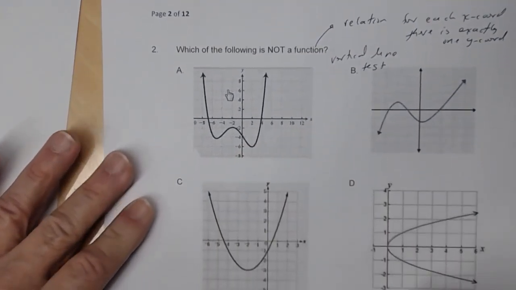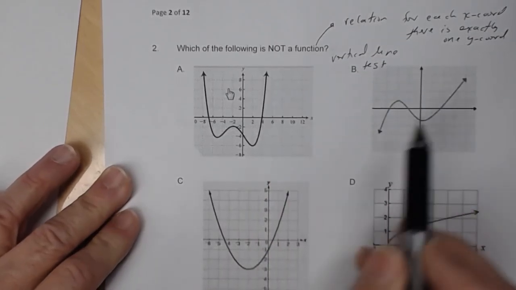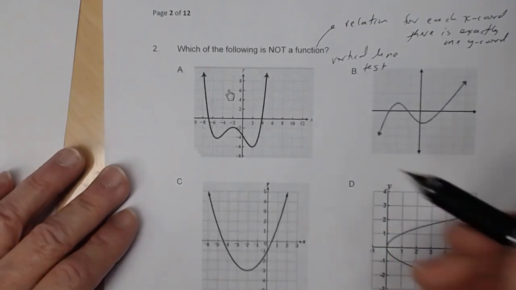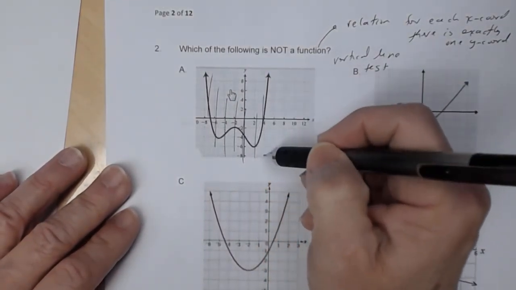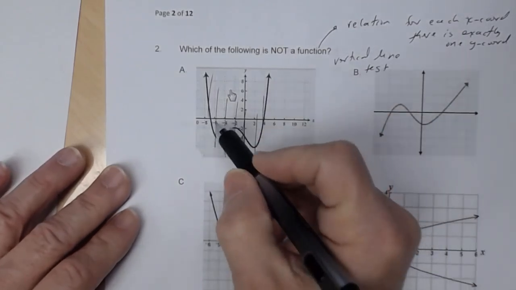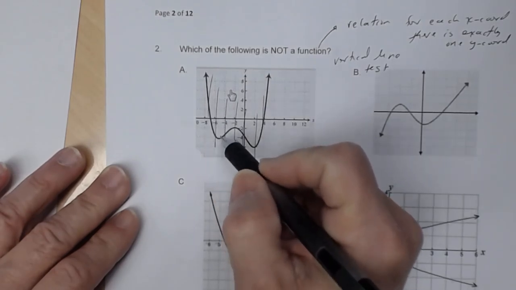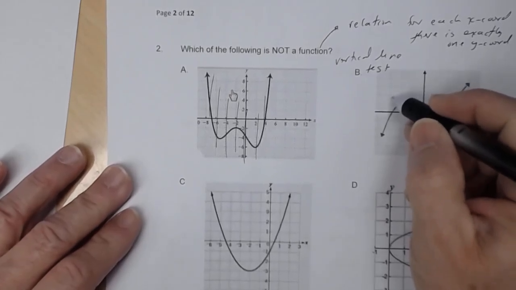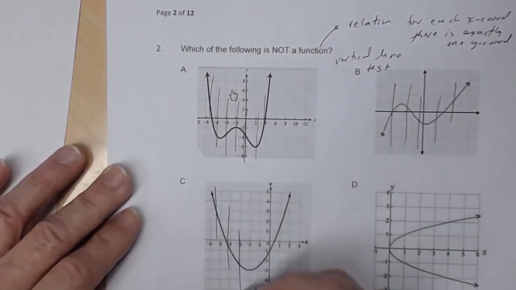So all these are relations because they're made up of a set of ordered pairs. So notice all these are ordered pairs on the graphs. So these are relations. Now the question is which one is not a function? So we use a vertical line test, and so notice that when I draw the vertical line, it intersects the graph only once. So that makes that a function. Because remember, what that means is that when we have this x coordinate, there's only one y coordinate. For this x coordinate, there's only one y coordinate, and so on. So this passes a vertical line test. This passes a vertical line test.